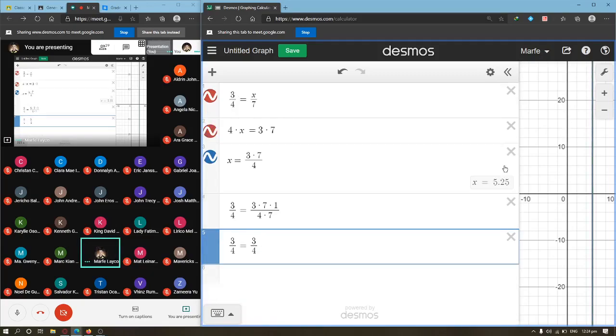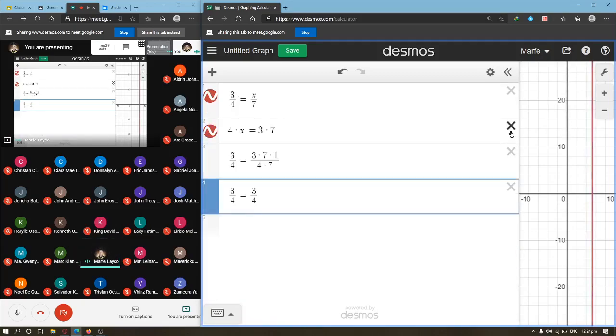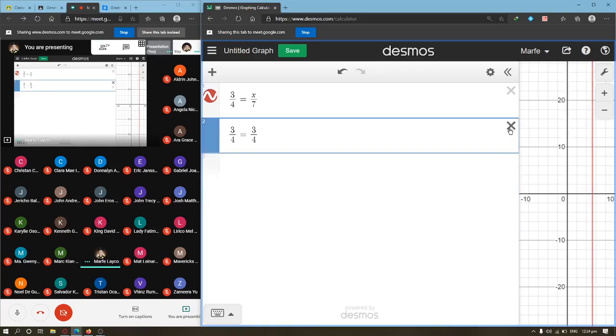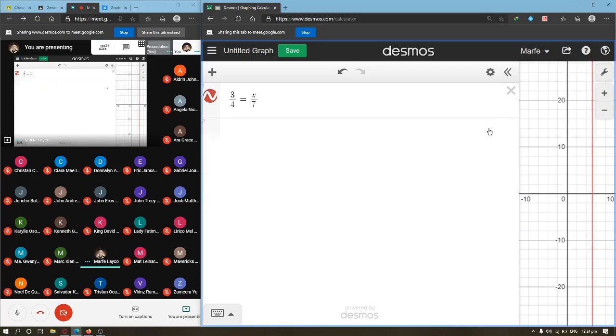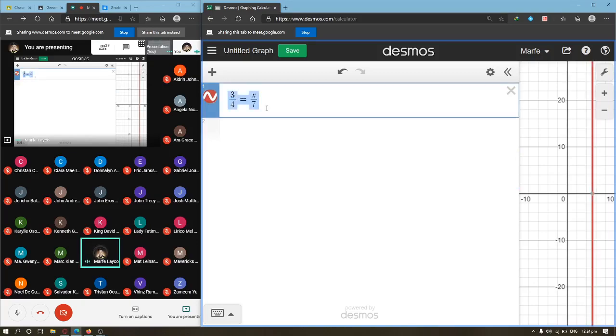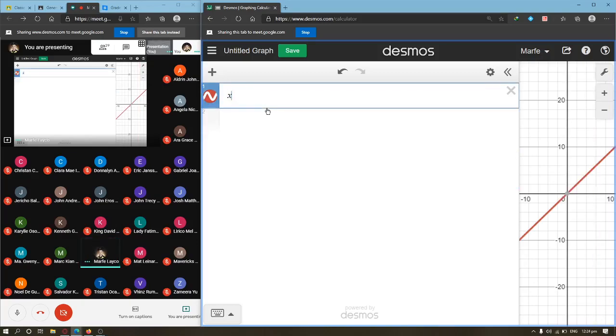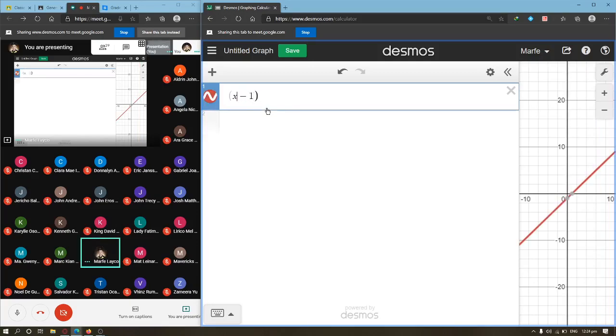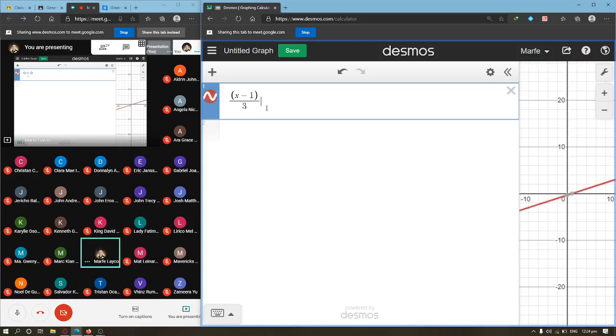Tingnan natin kung medyo mahirap. What if hindi siya tigi-tigisa? What if it is already a binomial? X minus 1 over 3 is equal to 2 over 5. So, maraming solutions dito.